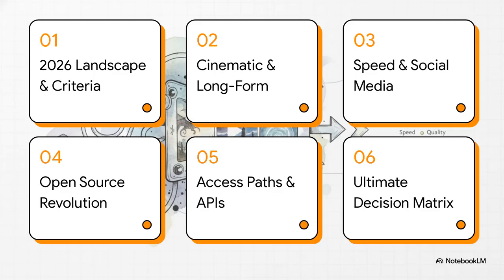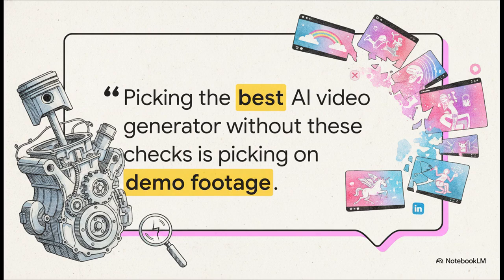Let's get into it. You know, there's a saying going around that picking the best AI video generator without strict infrastructure checks is just picking based on demo footage. And honestly, that perfectly captures our core philosophy today. We are looking at gritty, real-world production realities here, not those flashy, cherry-picked demos you see going viral. It is incredibly easy to be wowed by a perfectly curated clip on X or LinkedIn, but let's be real. When you're actually building a product or running an agency pipeline, those demos mean absolutely nothing. We really need to look under the hood.